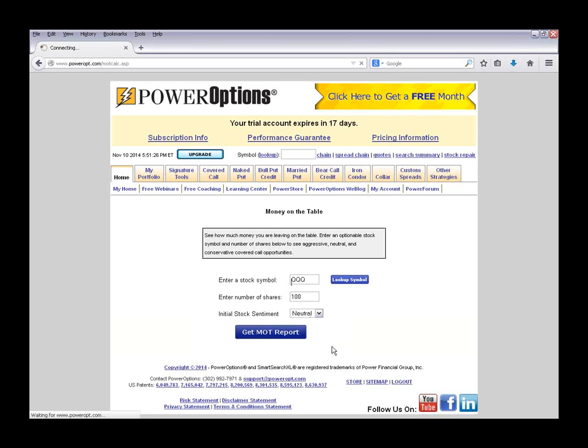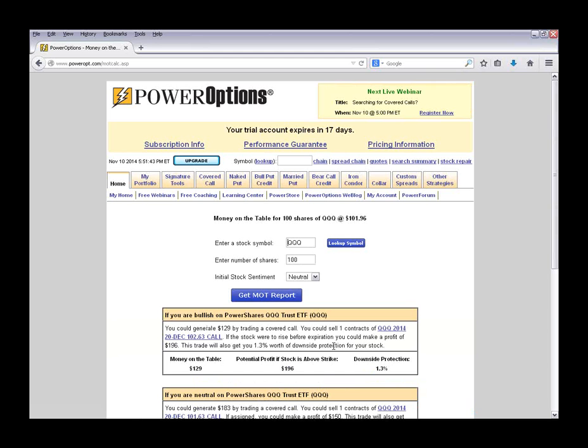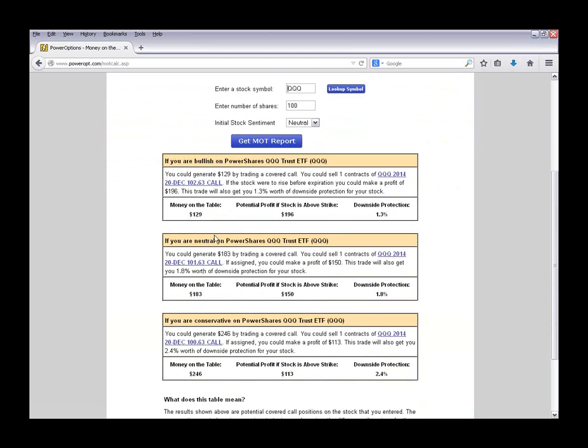Well, let's click the button for MOT. This stands for money on the table. What is the money on the table right there for QQQ? Now, this went out roughly to those 25 days out, standard December expiration, I believe. I'm sorry, the December 20th expiration, yeah. And what we're seeing here is it's just showing us we could generate $129 by selling that strange 102.63 strike. After the splits and everything, they've got these weird strike differences now.